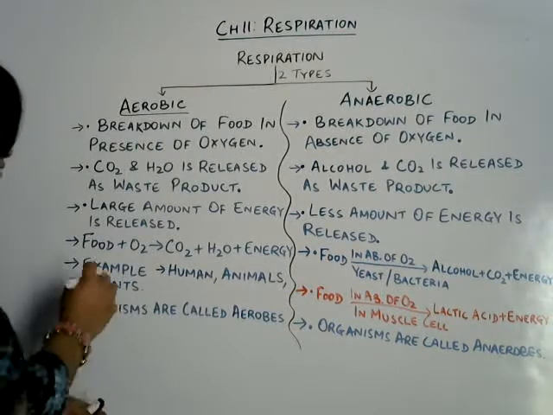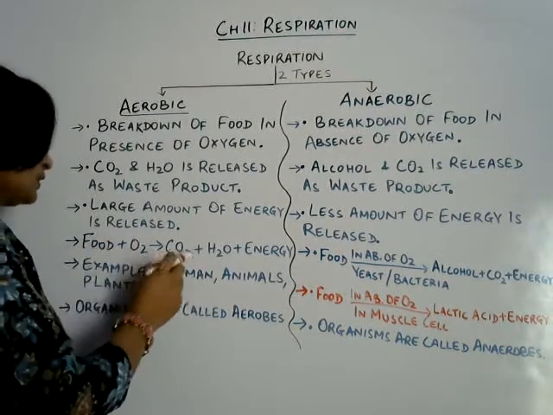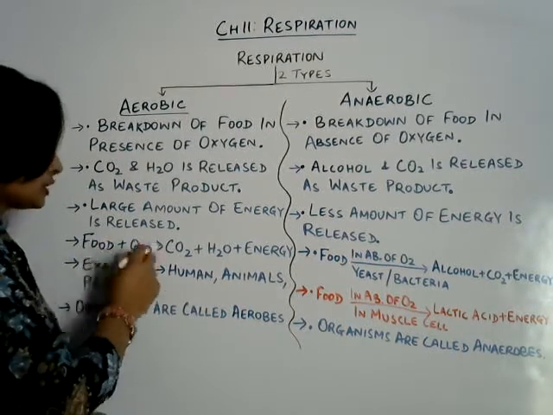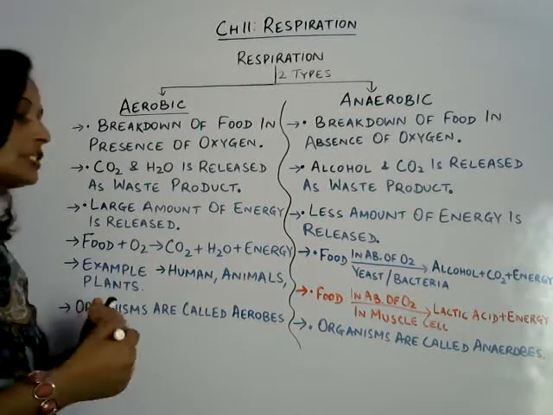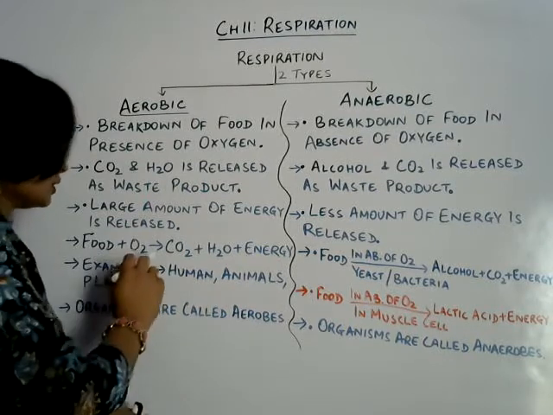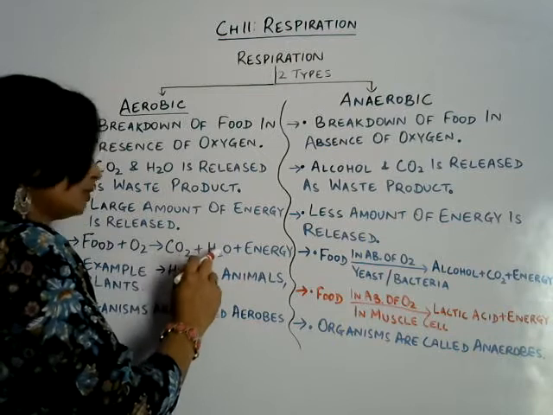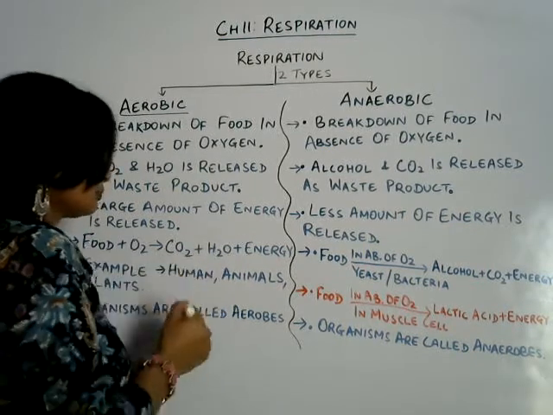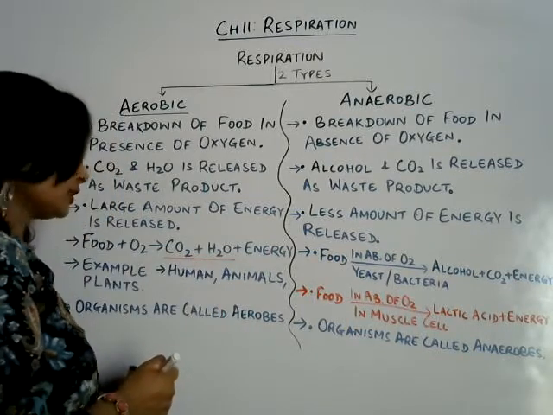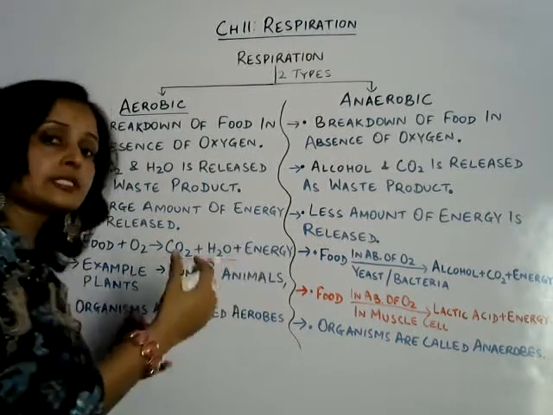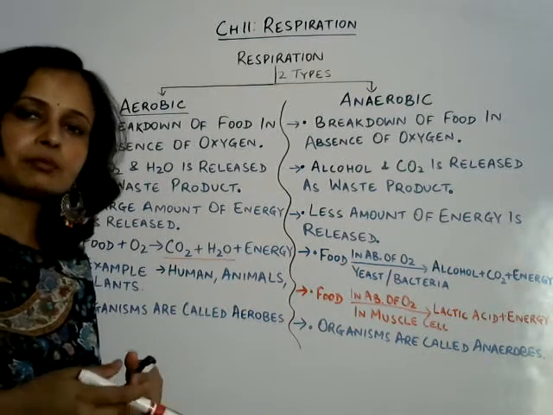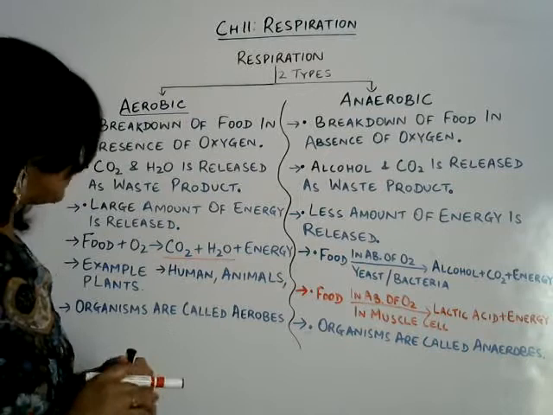Now let us check the chemical equation of aerobic respiration. When food is breaking down in the presence of oxygen, that is called oxidation of food, a reaction between oxygen and the food particle, glucose. Then carbon dioxide and water are released as waste products. Clear? And energy is also released, in huge amount. Much more energy is released in the process of aerobic respiration.